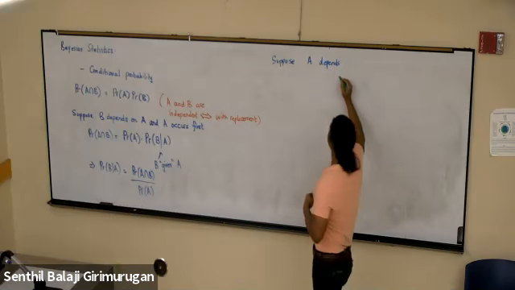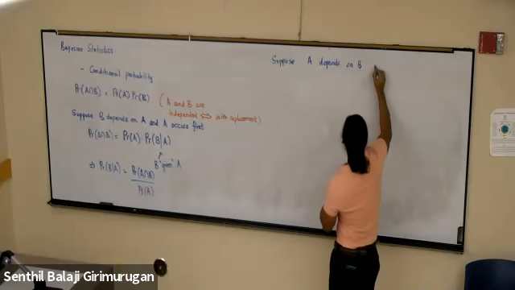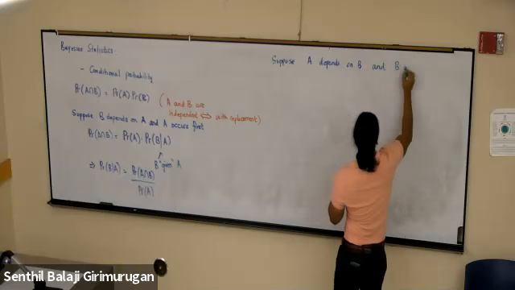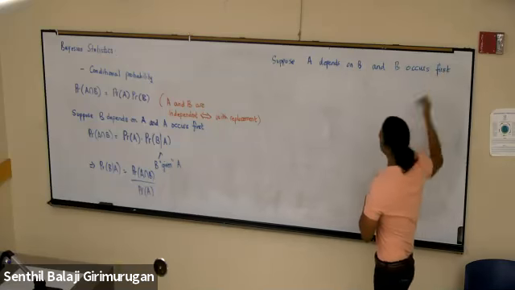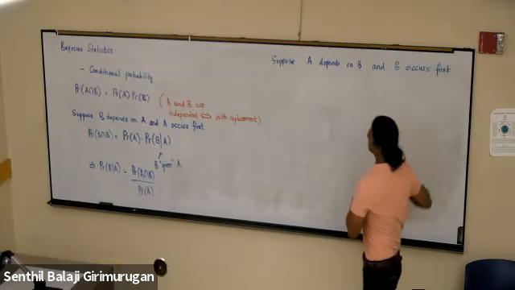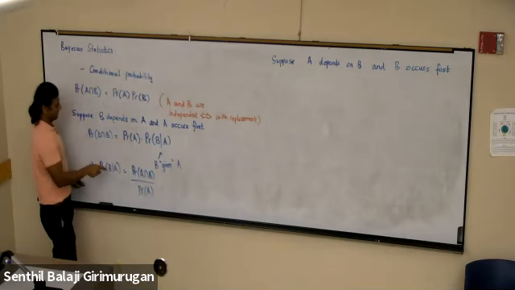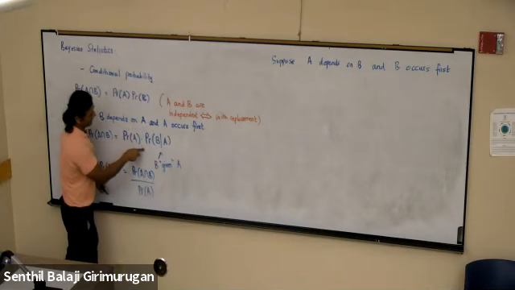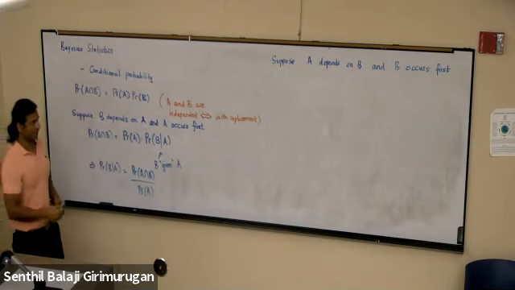Okay. See, junk. Powerful. A depends on B, and B occurs first. Finally, I got that right. So here, B depends on A, so the probability of A intersect B is the probability of A multiplied by the probability of B, given that A had already occurred.